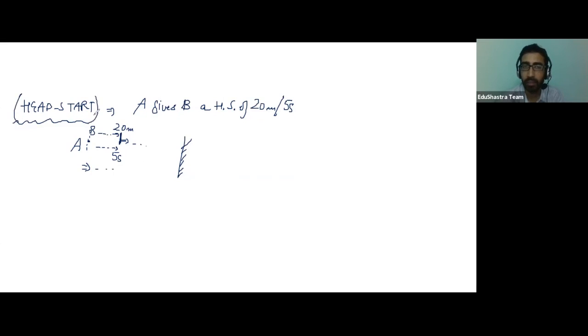Head start doesn't allow you anything more. You can't decipher or infer anything about the speeds of A and B like we had done in the previous concept. You cannot find anything, it remains a question mark. However, we'll see how questions use the concept of head start and ask you to calculate a lot of other things. Okay, cool.